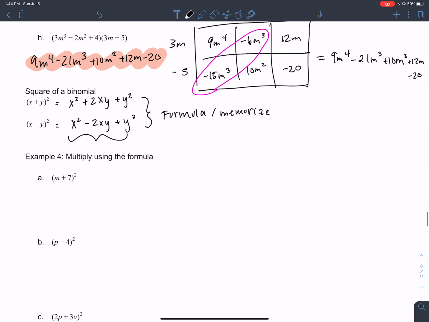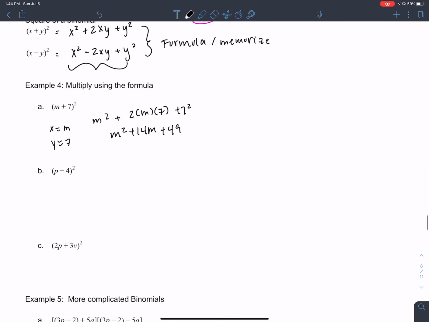Okay, so let's use the formula here. So x is m and y is 7. So here we go. We get m squared, and it's a plus 2 times m times 7. Let me rewrite that because I want to put it in order. So I get 2 times m times 7 plus 7 squared. So I get m squared plus 14m plus 49.